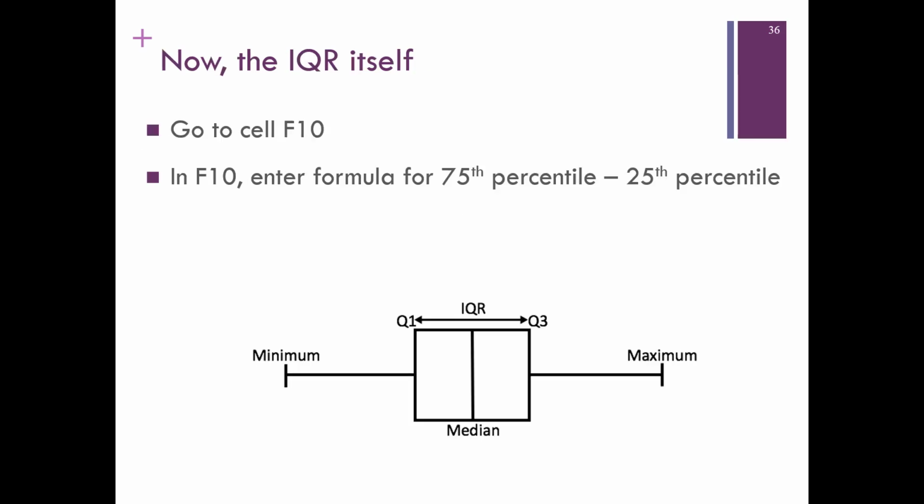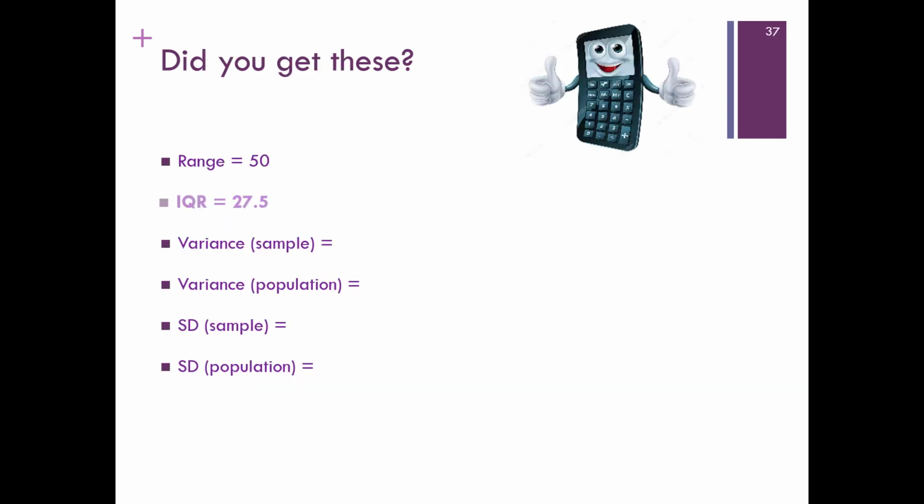Okay. Now, drum roll please, the IQR itself, very exciting. If you go to F10, you can enter the formula for the 75th percentile minus the 25th percentile. So take the difference, and enter a formula that looks something like this. Go ahead and pause the video to give it a try and get your IQR. Alright, did you get 27.5? That should be the IQR for midterm 1.